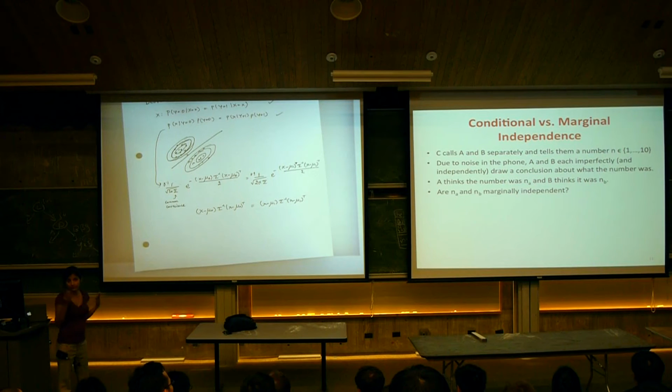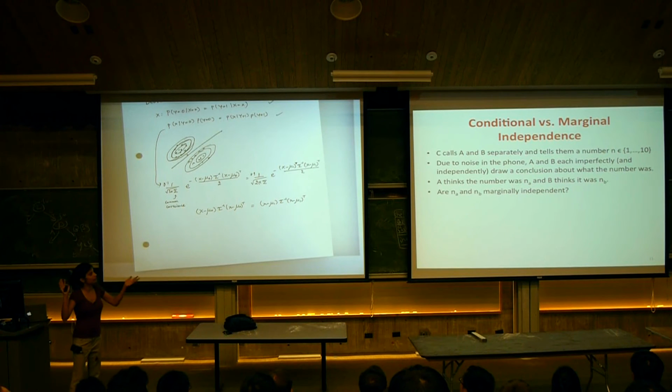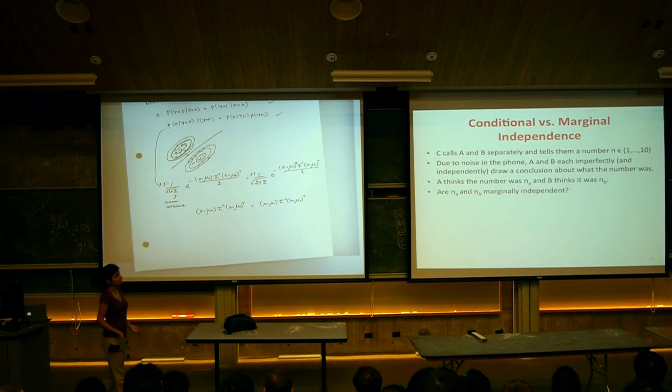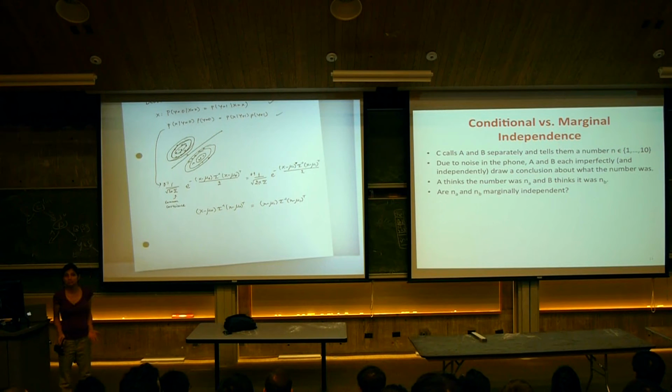So the setup is this. C thinks of a number, calls up two friends, and tells them what the number he thought of is, but there is disturbance in the lines, which are two independent lines. And so A and B could have different opinions about what the number was. One thinks it was NA, another thinks it was NB. Are these numbers marginally dependent, independent? Yeah? No? Why is that?